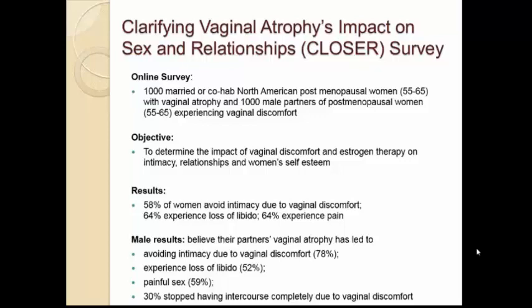The results included that 58% of women avoided intimacy due to vaginal discomfort, and 64% experienced loss of libido. 64% also experienced pain during intercourse. Regarding the male results, they believed that their partner's vaginal atrophy led to avoiding intimacy due to vaginal discomfort in 78% of cases, experiencing loss of libido in 52% of cases, and 59% reported painful sex. 30% reported stopping having intercourse altogether due to vaginal discomfort. That's very unfortunate.